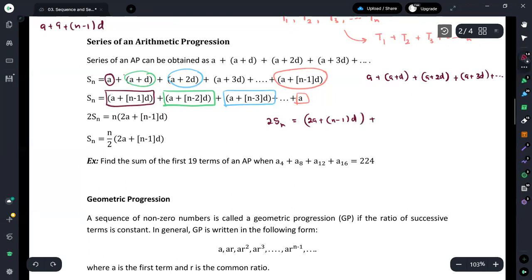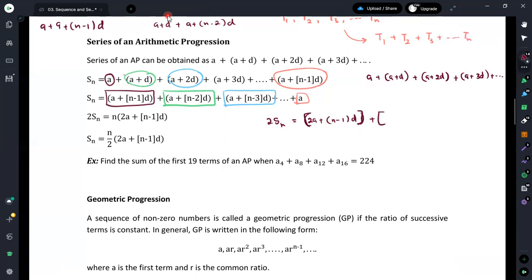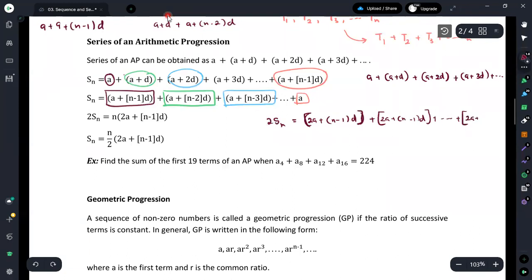Then you have to do the summation. The next one is a plus d added to a plus n minus 2d. If you do this calculation, the summation of this quantity will again be equal to 2a plus n minus 1 times d. Likewise, if you do the summations, you will get 2a plus n minus 1 times d as the last term. If you count the number of terms in the summation, you may identify that there are n number of terms.